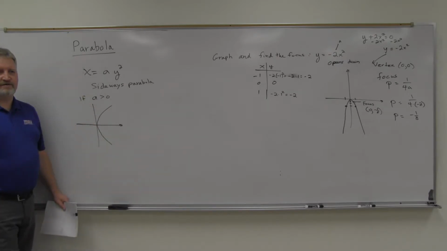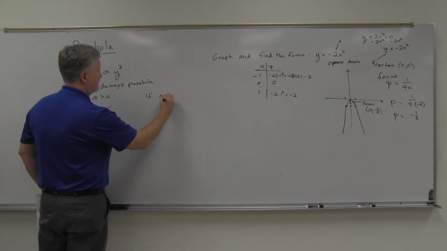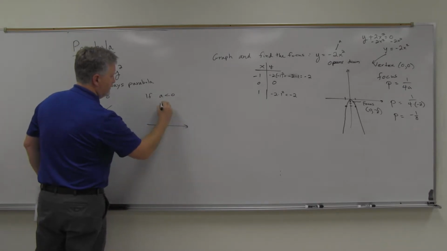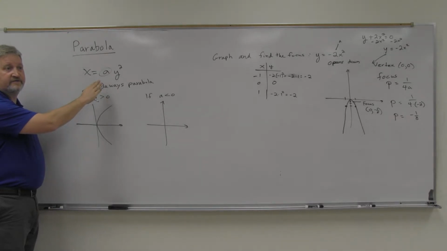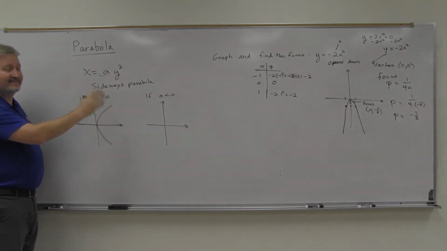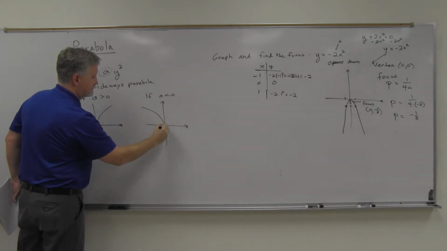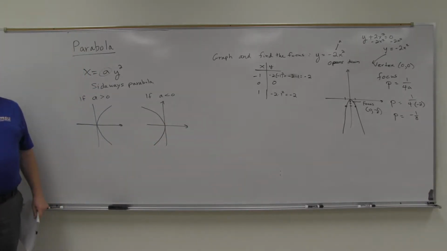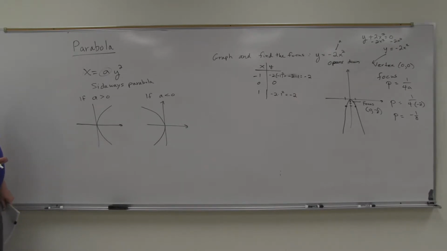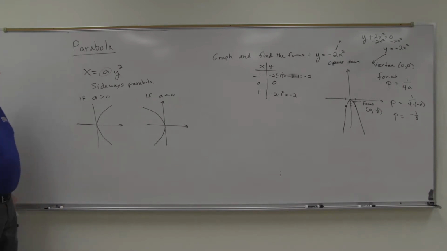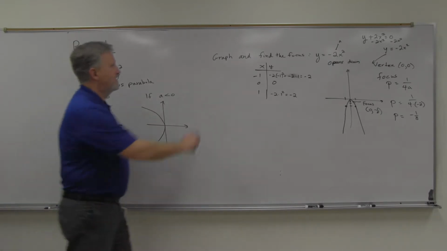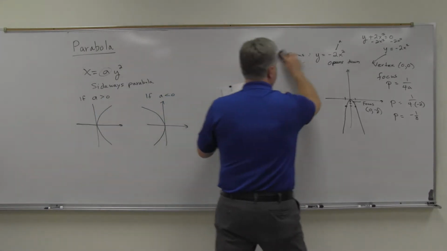That's if a is greater than 0. If a is less than 0, if this a right here is negative, in other words, guess which way that would be? To the left. With me? Okay. So that one works basically the same as right and left, but it's sideways. Okay, so let's do a couple of these.